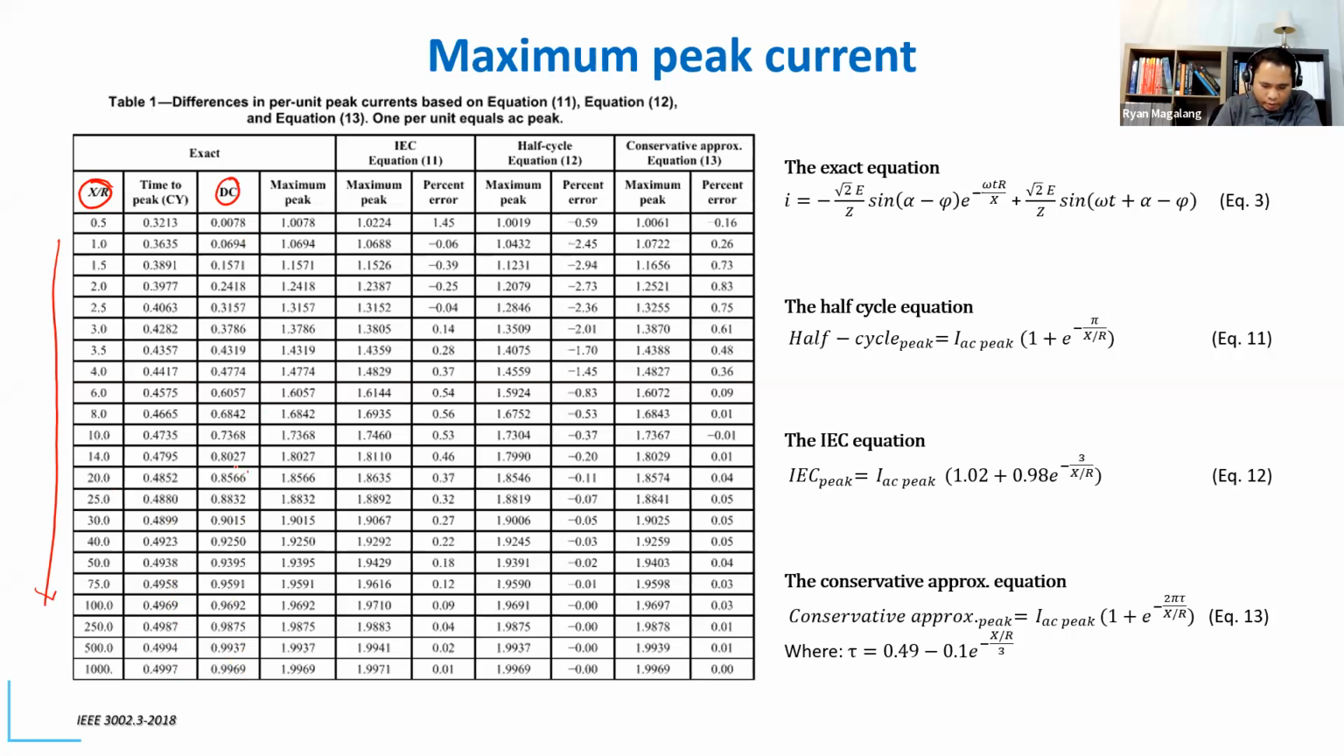So when you look at 20, there is about 0.8566, while at 1000, 0.99, almost 1 per unit. And when you add that up with your AC, which is also 1 per unit, you have almost 2 per unit when you have a 1000 X/R ratio. But a 1000 X/R ratio is like saying it's a perfectly inductive circuit, which is not realistic.